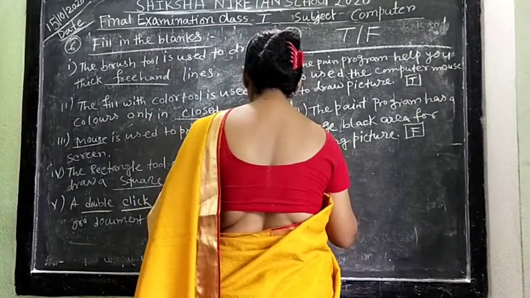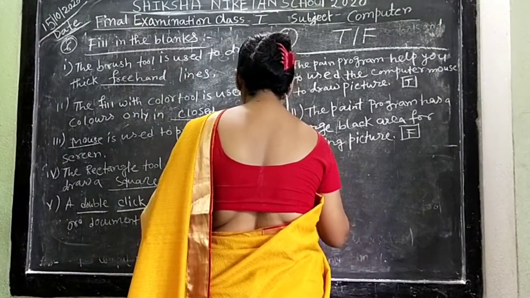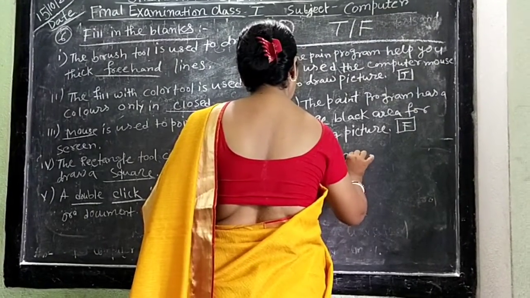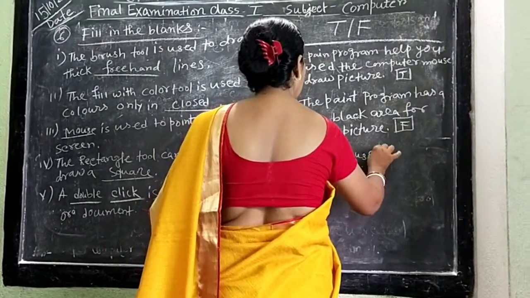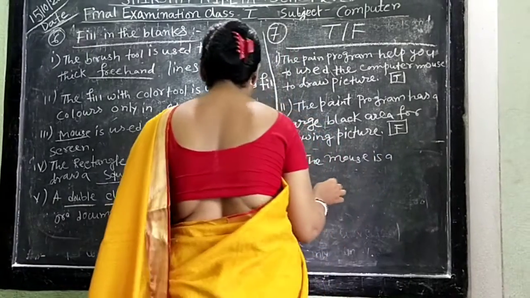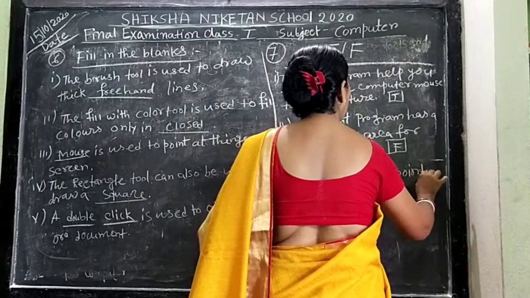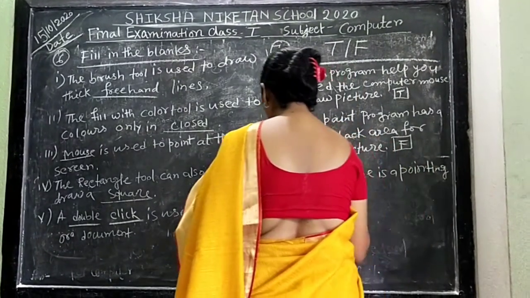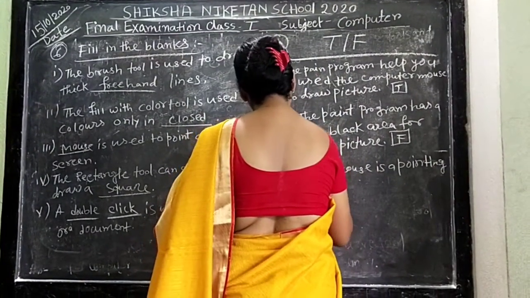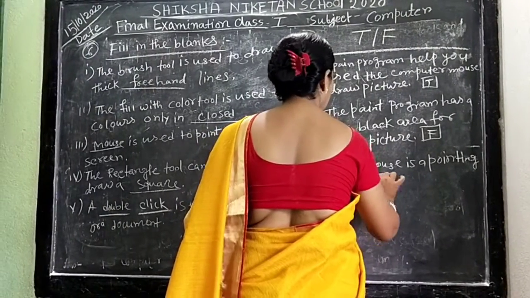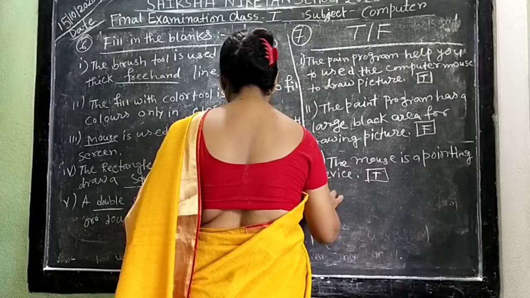The mouse pointer. The mouse is a pointing device. The sentence is true. Number 4.